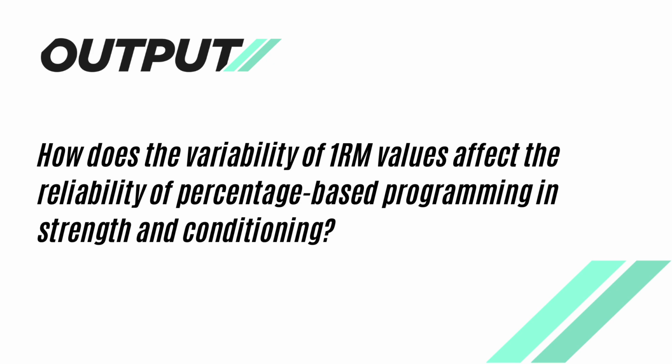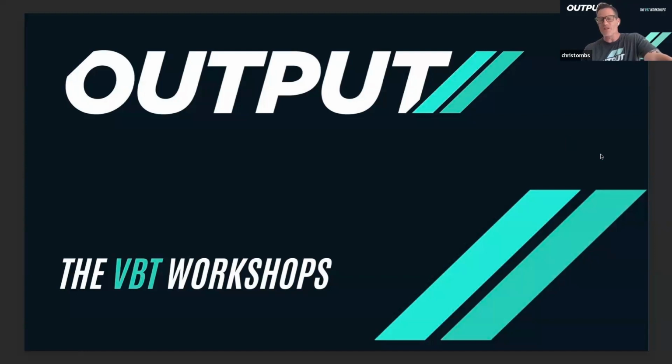How does the variability of 1 rep max values affect the reliability of percentage-based programming within strength and conditioning? So I guess this is the cornerstone of why I started using velocity-based training all those years ago, which was essentially that VBT gives us the opportunity to manage and measure strength levels today.